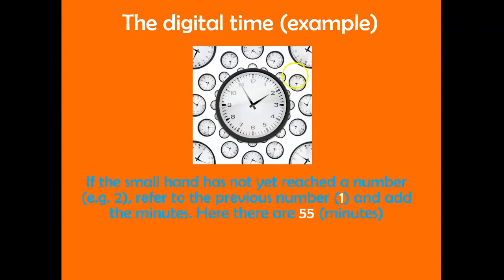If the small hand has not yet reached a number, so if you look at this small hand, it's a little bit before the 2. Refer to the previous number, so 1, and add the minutes. Here there are 55 minutes. That's 5, 10, 15, 20, 25, 30, 35, 40, 45, 50, 55. What's the time? It's 1:55.